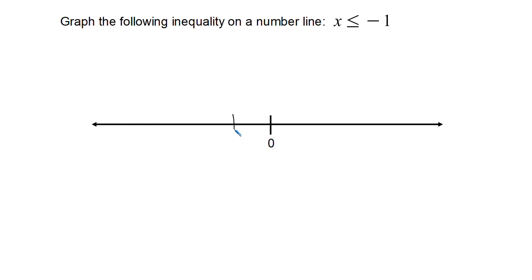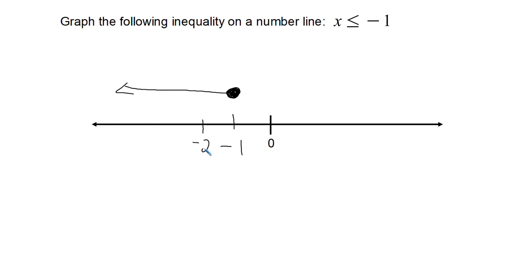So we need to put negative 1 somewhere to the left of 0. Don't put negative 1 over here. That's wrong. Don't do that. Negative 1 is to the left of 0. And if we want numbers that are less than or equal to negative 1, well, less than on the number line always means to the left. So we're going to put our circle at negative 1. It's going to be filled in because it's or equal to, and we'll point to the left. Those are the numbers less than or equal to negative 1.